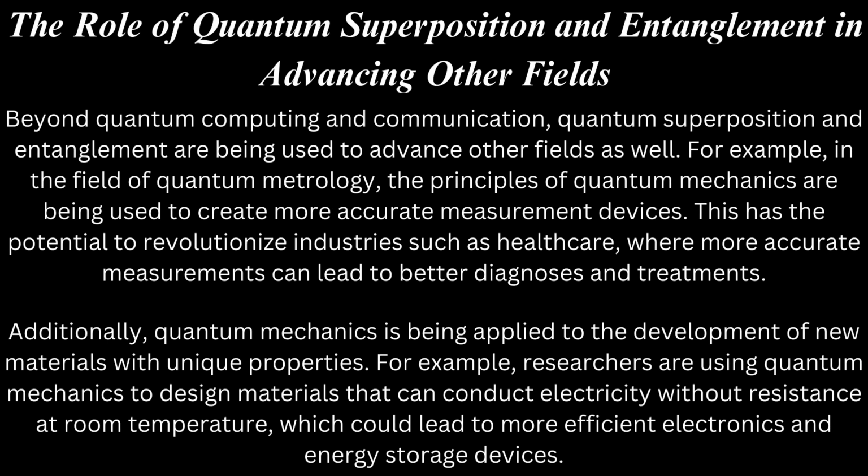The role of quantum superposition and entanglement in advancing other fields. Beyond quantum computing and communication, quantum superposition and entanglement are being used to advance other fields as well. For example, in the field of quantum metrology, the principles of quantum mechanics are being used to create more accurate measurement devices. This has the potential to revolutionize industries such as healthcare, where more accurate measurements can lead to better diagnoses and treatments.